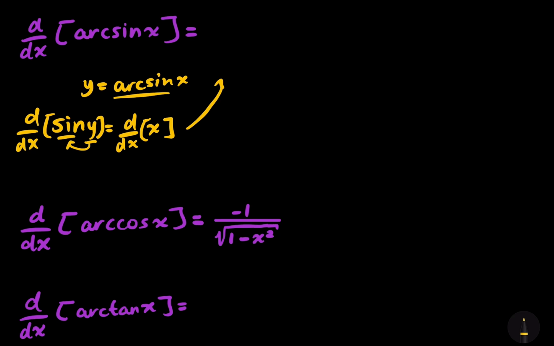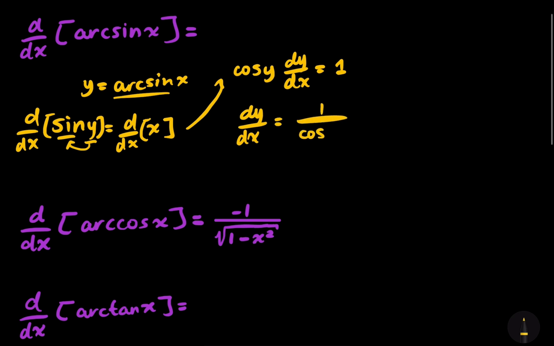So first of all, we're going to take the derivative of the outer function, which would end up being cosine of y. And then we're going to multiply that by the derivative of the inner function. The inner function is y, and so the derivative with respect to x of y is just dy by dx. And we know that the derivative of x is just going to be 1. Then finally, we can divide both sides by cosine of y, and we're nearly done here. So dy by dx is just going to be 1 over cosine of y.